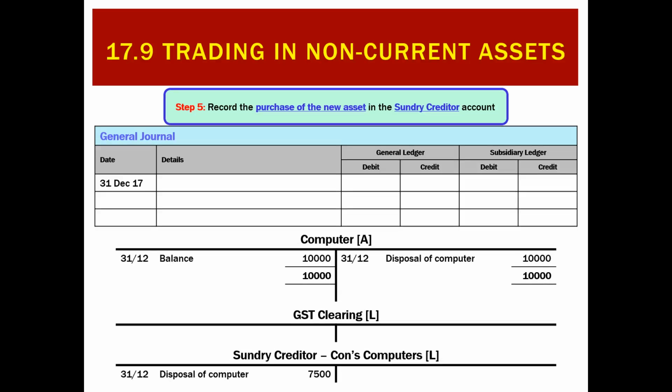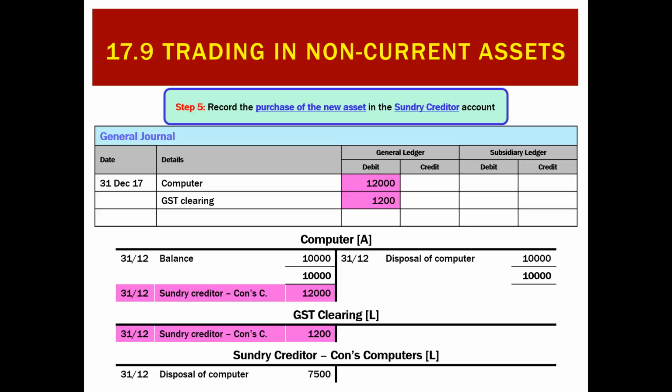Step 5, record the purchase of the new asset in the sundry creditor account. So Con has sold us a new computer. We've factored in that we've disposed of the old computer. It's gone. You can see there it is there. It doesn't exist anymore. But we did buy a new one. So let's put that in. We've got a new laptop for $12,000. Cons charges GST, so we better do a debit there. And we owe Con $13,200.